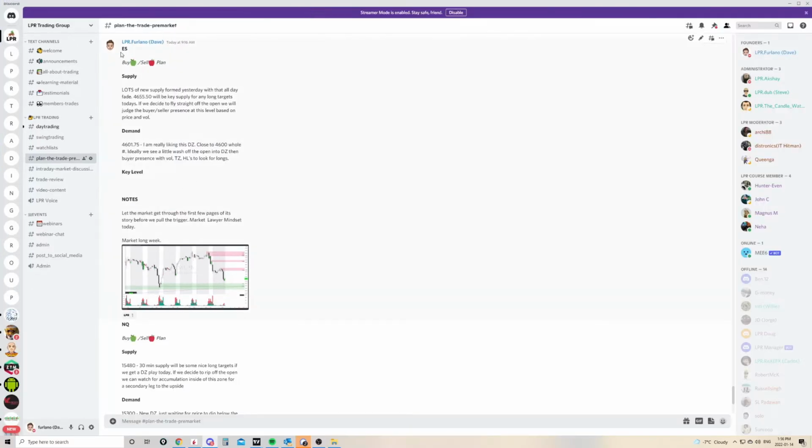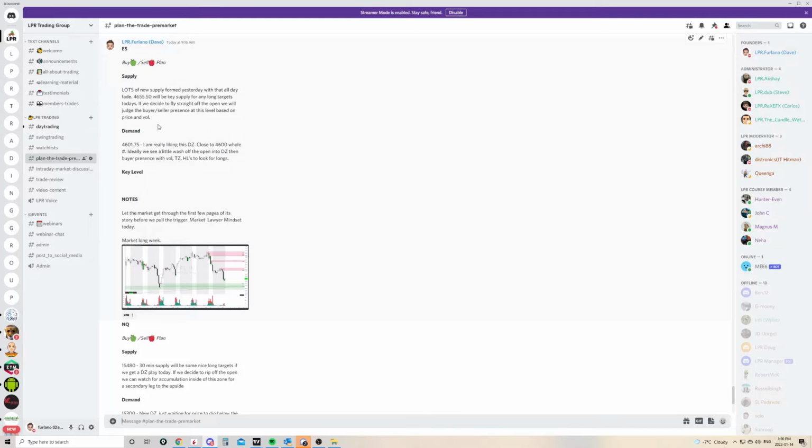So we've got Discord right here, ES, supply. We've got lots of new supply formed yesterday. We're looking at the 4655.50. That'll be key supply for targets for longs today. So if anyone's long near the open, that's going to be where they're going to be looking to unload. This is big money longs, not bad retail that we're talking about.